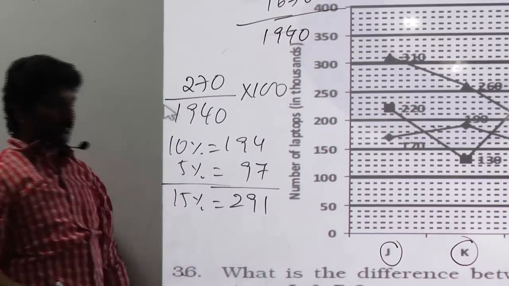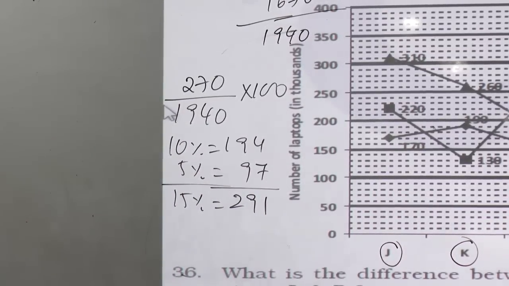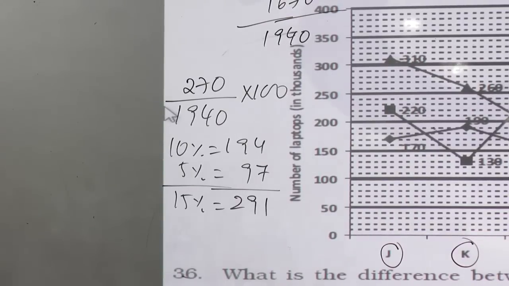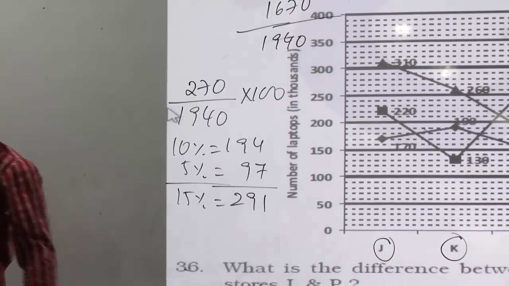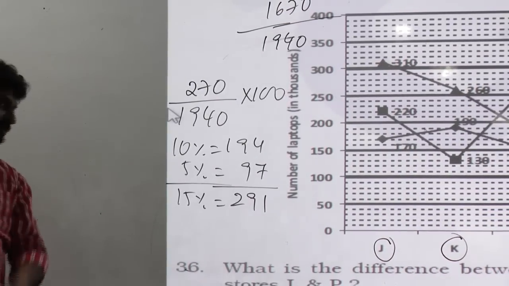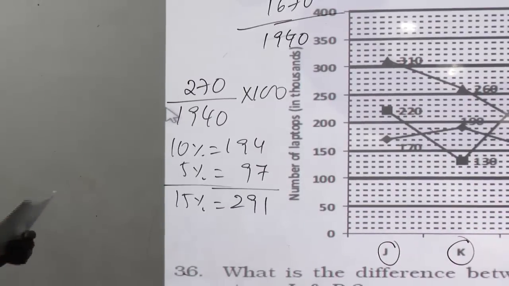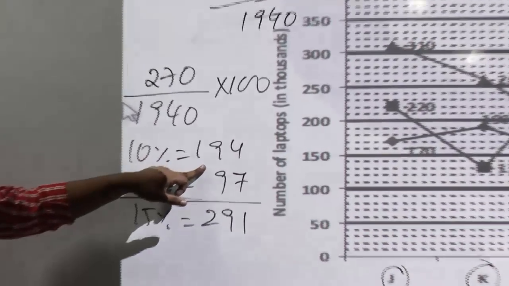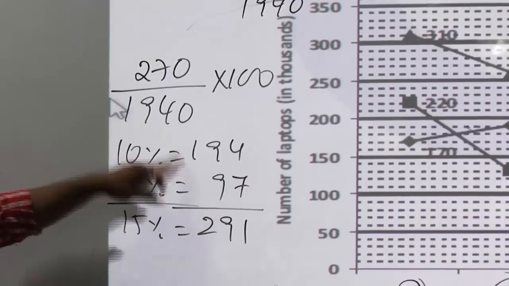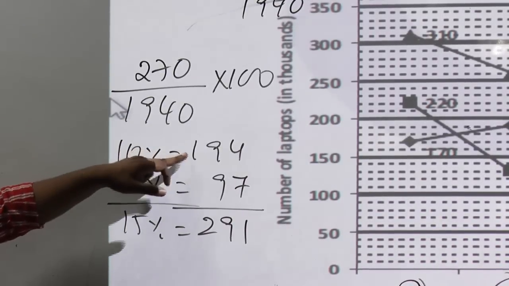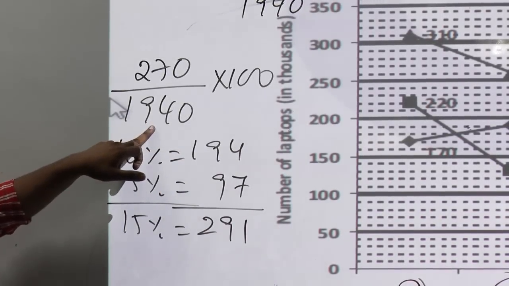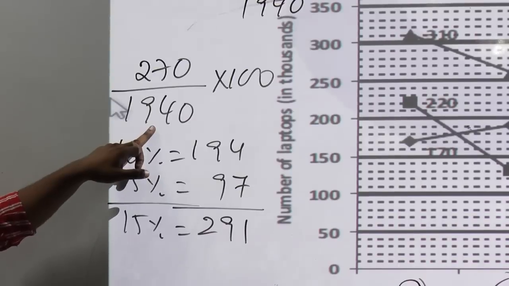Answer should be less than 15%. How many options are there? 3 are there. But 11 cannot be your answer, 12 cannot be your answer, 14 right answer. 10% is 194. But you have 270. You have a huge difference. 11 cannot be your answer because 1% is 19.4, which is near about 20.